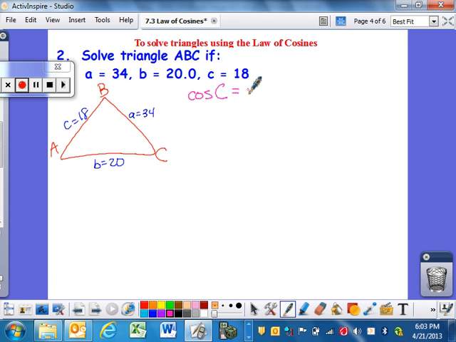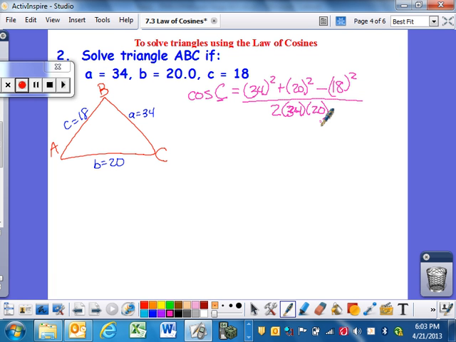So I'm going to go the A, which is 34 squared, plus the B, which is 20 squared, and I subtract out the side of the corresponding angle that I'm looking for. So that's why I do the 18 squared. And that's the only time I use side C in this particular problem, because I'm looking for angle C. And that's all over 2 times 34, the other two sides multiplied together.